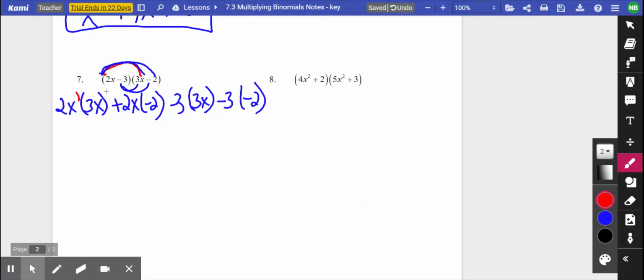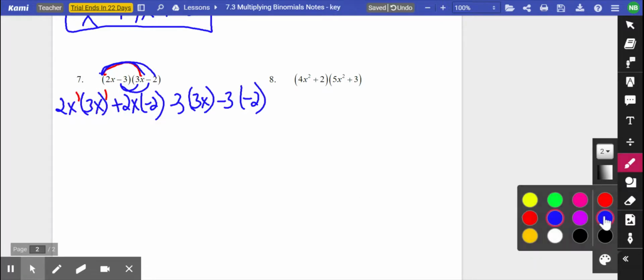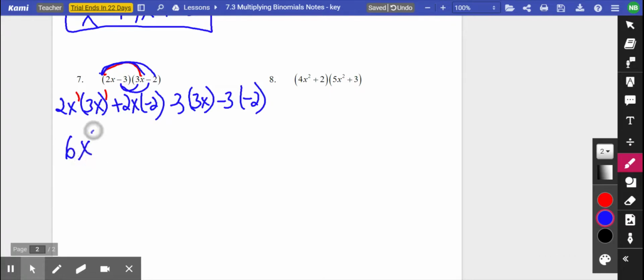All right, so x to the first. We should get 6x to the second here. A positive 2x times a negative 2 is a negative 4x. A negative 3 times a negative 3x is a negative 9x. And then a negative times a negative is a positive, right? So 3 times 2 gives me that positive 6.